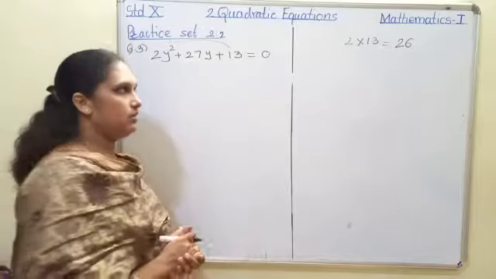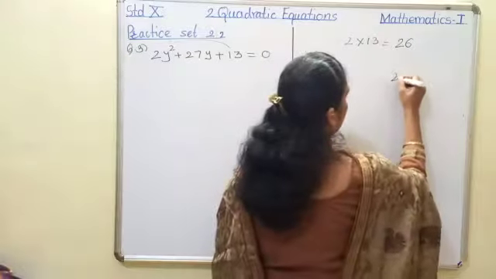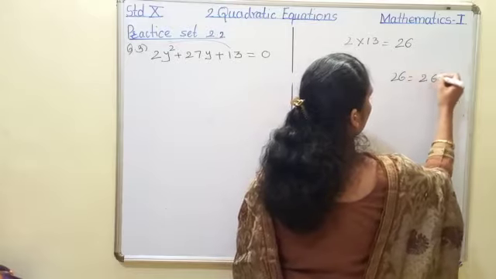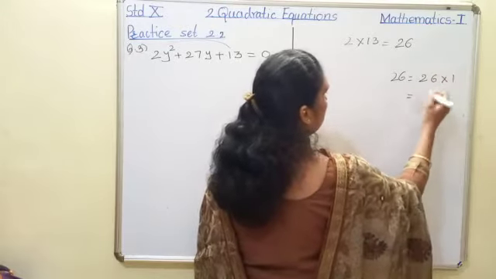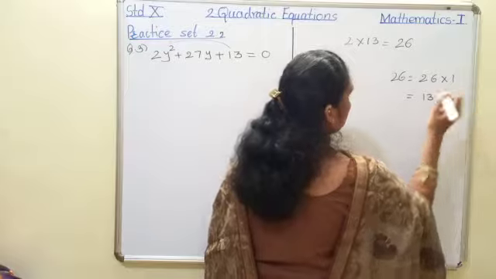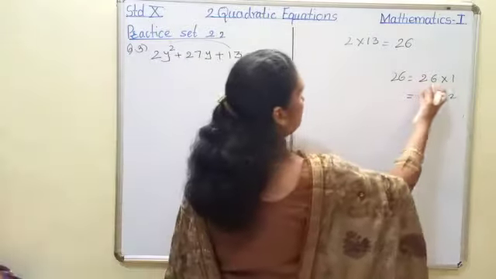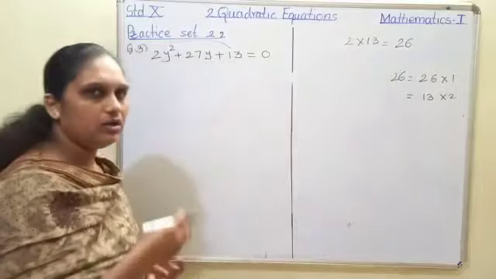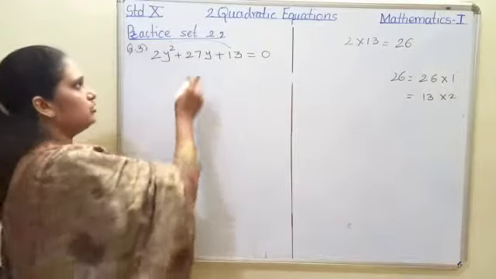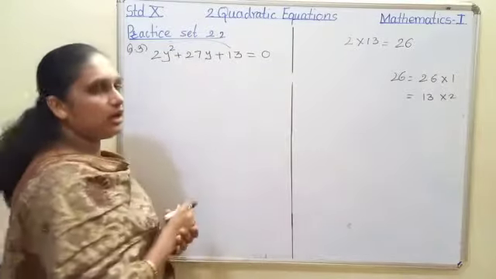So now for 26, what are the factors? First, 26 ones are 26. Then 13 twos are 26. So these are the factors. Now easily you can identify that 26 plus 1 will be 27.